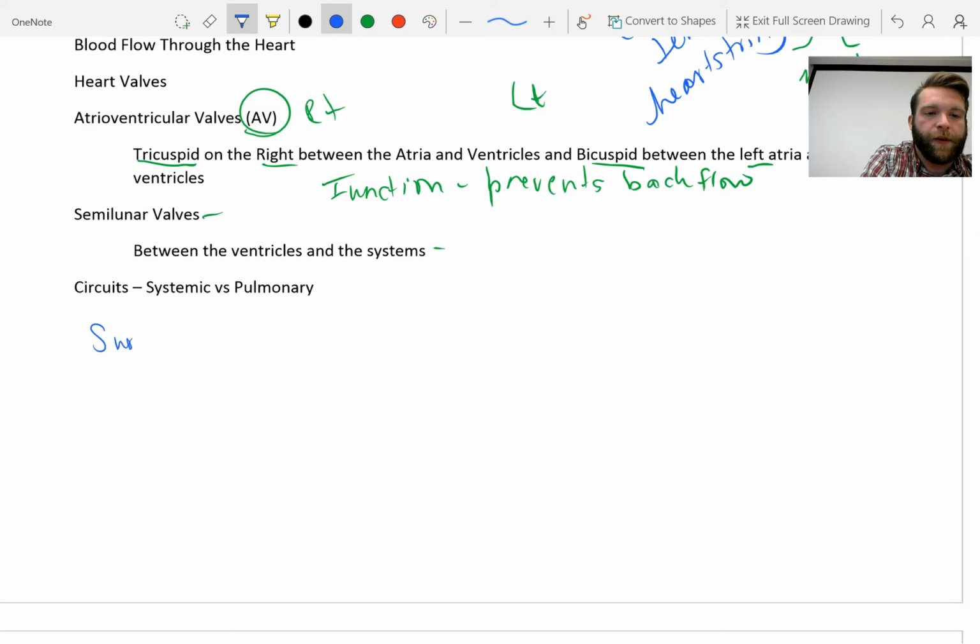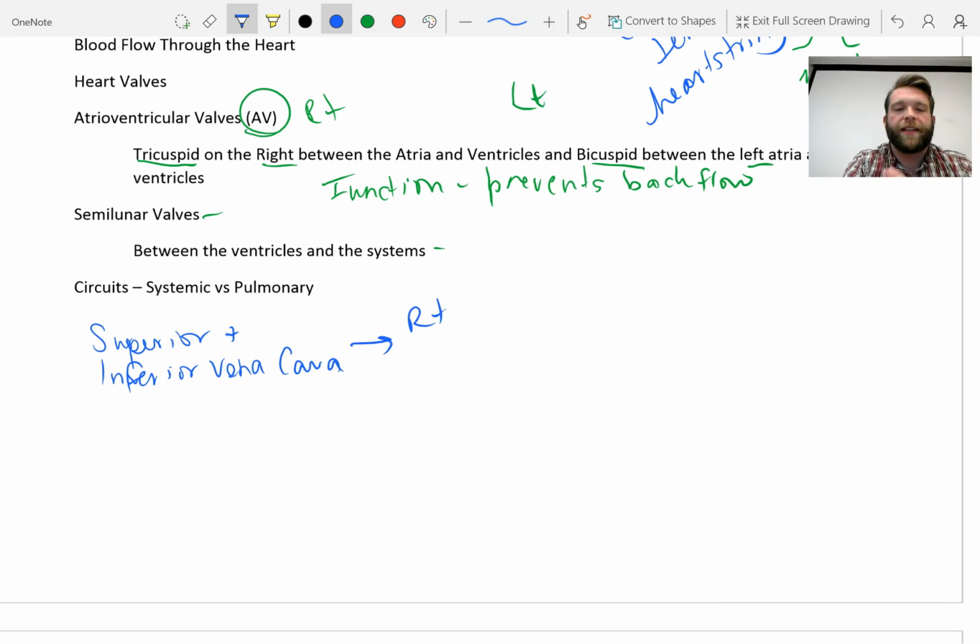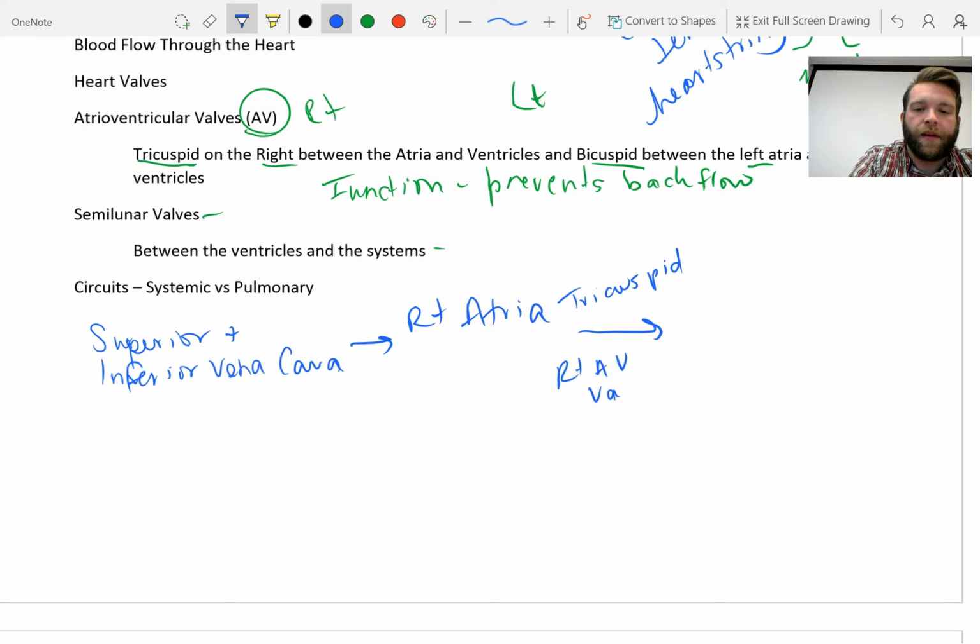So blood is going to pool from the superior and inferior vena cavas. Then your blood enters your right, so it goes from right to left. So your right atria, it will go through your tricuspid, or you could call it your right AV valve, your atrioventricular valve, to the right ventricle.